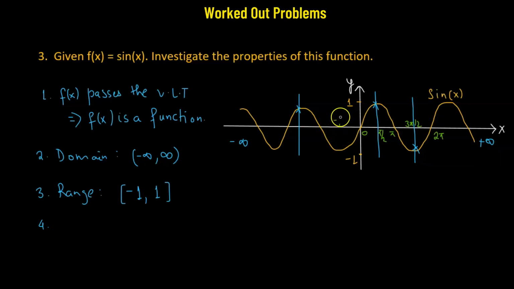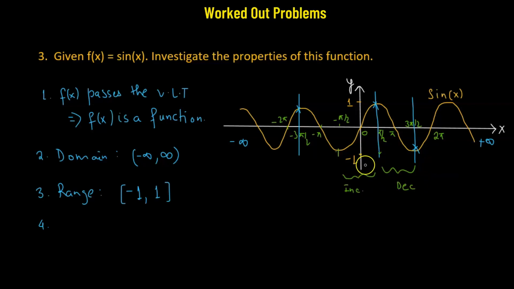Similarly we have negative pi over 2. This will be negative pi. We have negative 3 pi over 2, negative 2 pi. So here we'll see from pi over 2 to positive 3 pi over 2, clearly the graph of sine of x is decreasing, and if we consider from negative pi over 2 to positive pi over 2, here it is increasing.